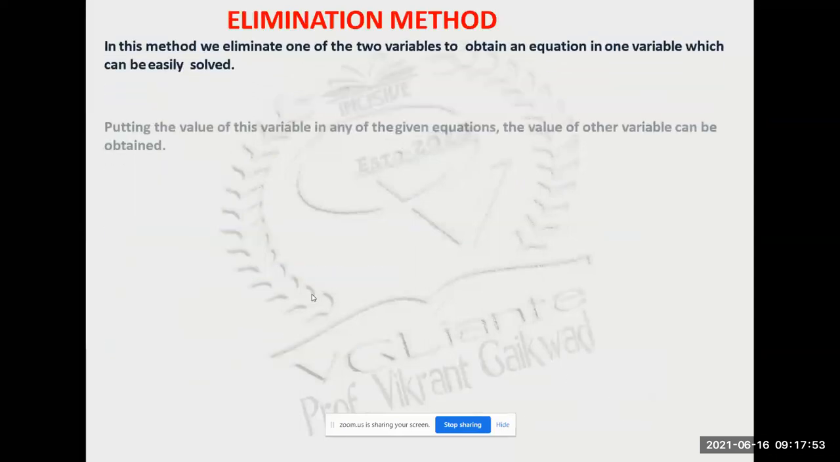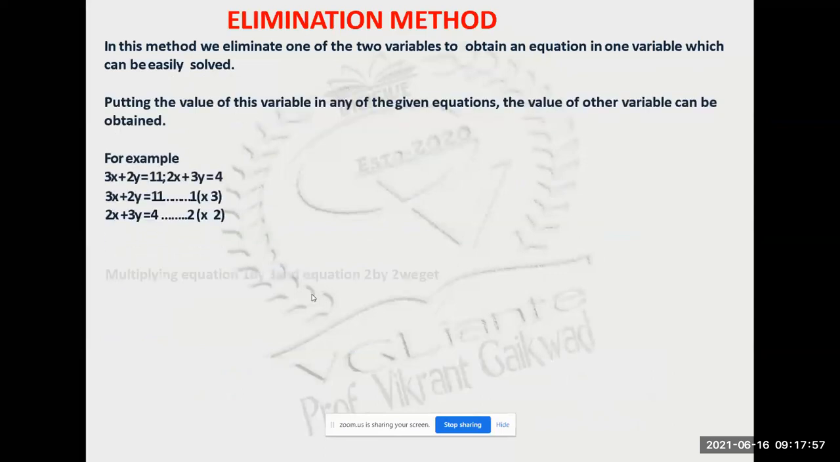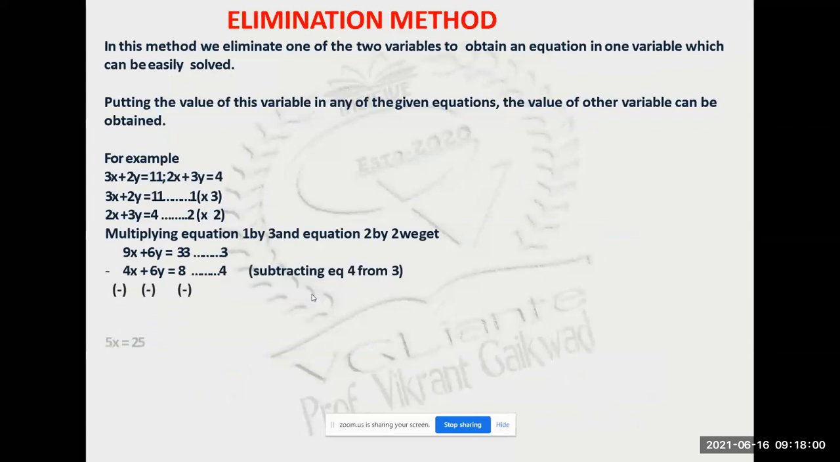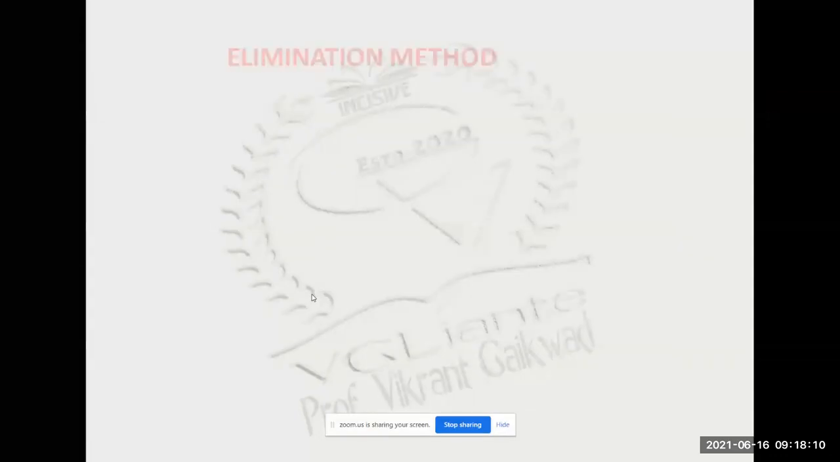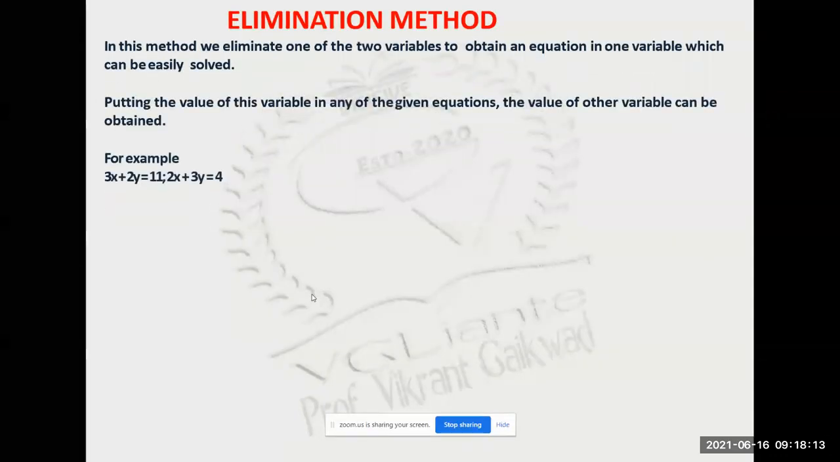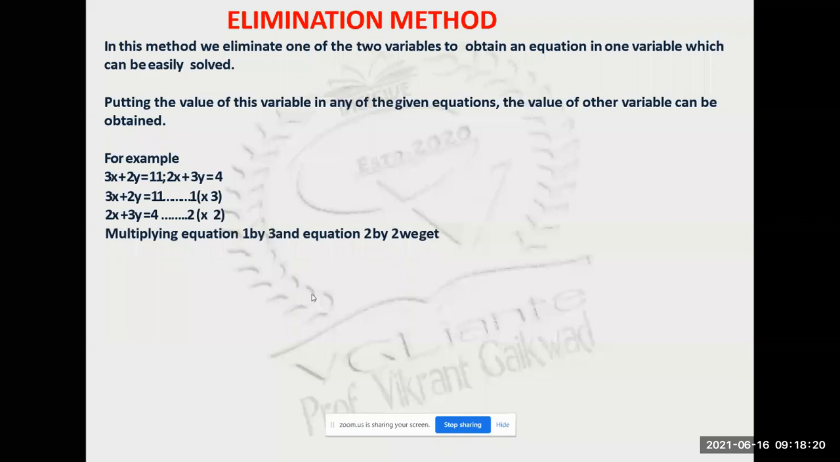Let me explain that one again. Why are we multiplying equation 1 with 3 and equation 2 with 2? The reason behind that is we make the coefficient of any one of the variables the same.